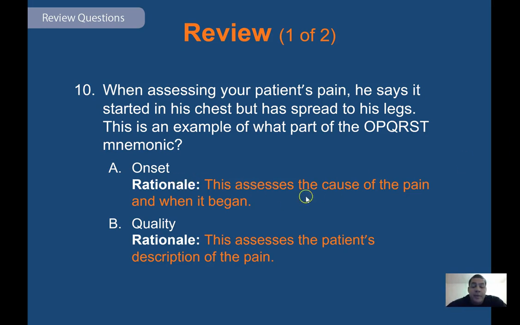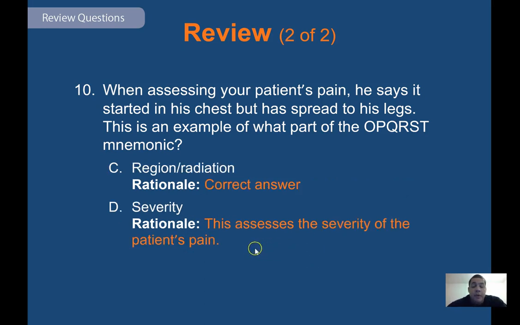So onset. Assess the cause of the pain and when it began. What were you doing when the pain started? Quality. The description of the pain. Can you describe it for me? Severity. How bad is the pain on a 1 to 10 scale?